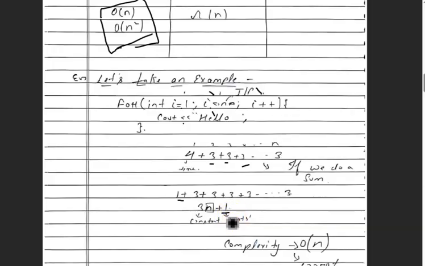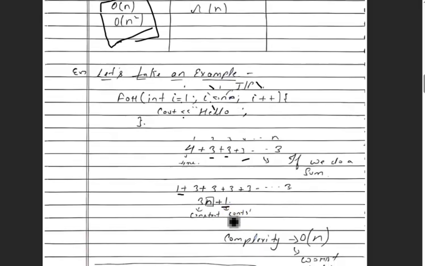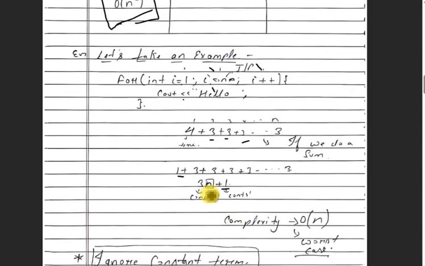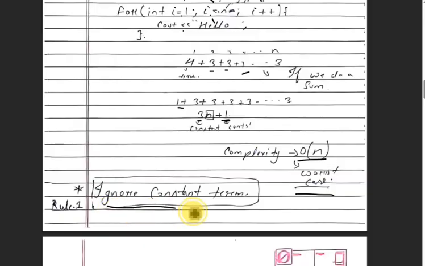So my first rule says that if the value is constant, if any number is there, that is to be ignored by the solver. The 3 is constant and 1 is constant, so my n remains. Then I have written the complexity is big O of n. This is actually a worst case complexity. Rule 1 is ignore constant term, right?